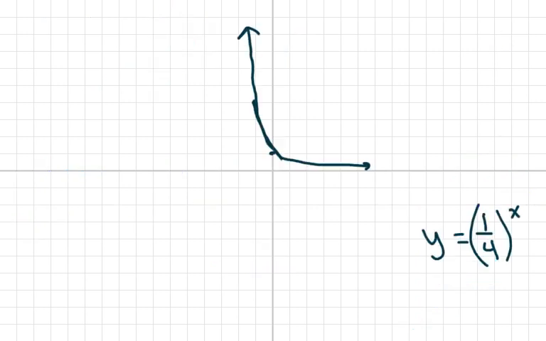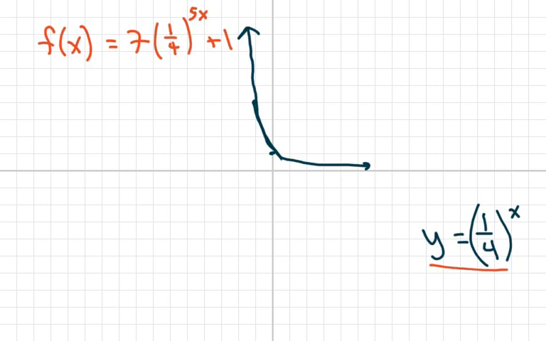Okay, so the next one, the equation was f of x equals 7 times 1/4 to the 5x plus 1. You can see what I did is I just graphed this one. I just did 3 values. x, y, I did -1, 0, and 1.